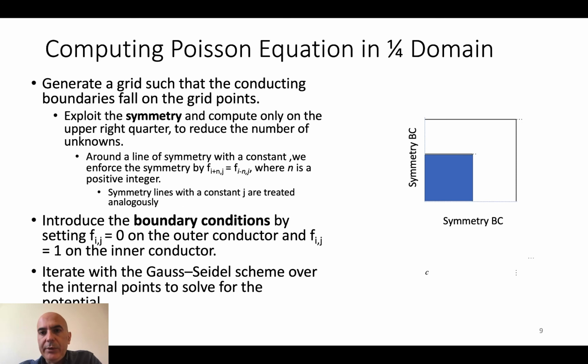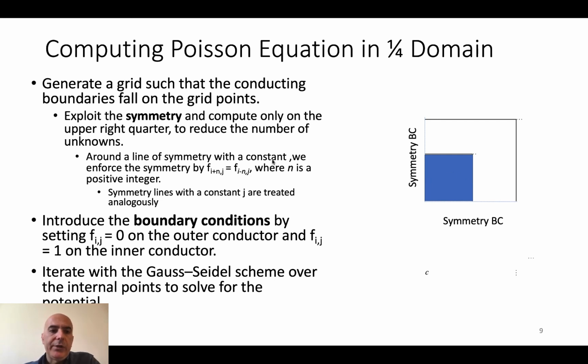Another approximation that we're going to do is to compute the Poisson equation just on 1/4 of the domain, recognizing that there is a symmetry along this axis here and a symmetry along this axis here. So we are going to generate a grid such that the conducting boundaries fall on the grid points. Then we exploit the symmetry and compute only the upper right quarter to reduce the number of unknowns. In this case, I'm just using the lower left part of the domain.